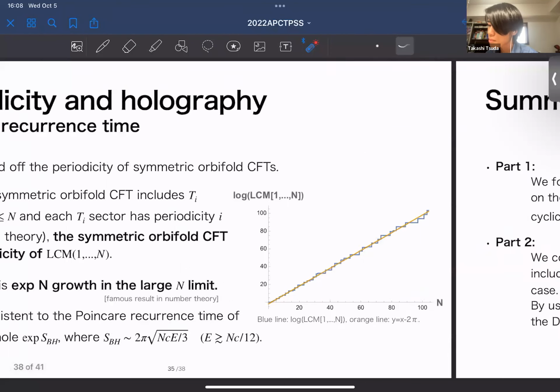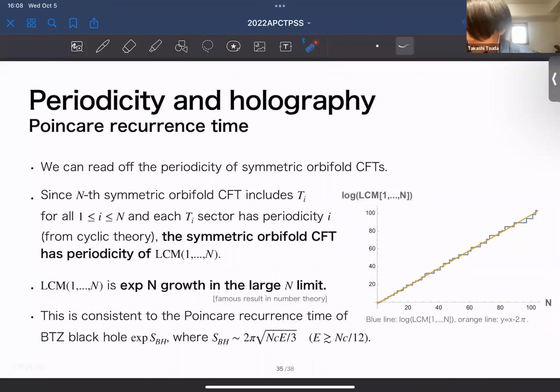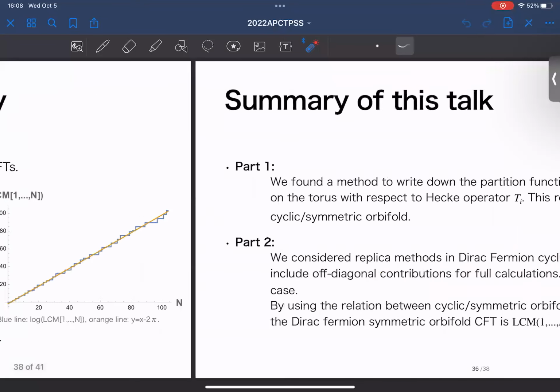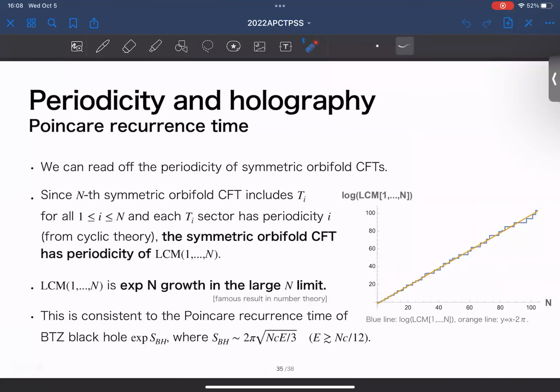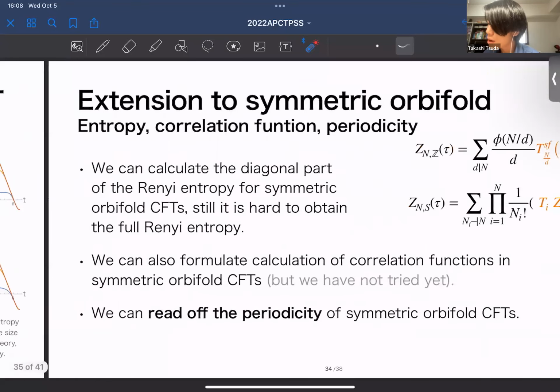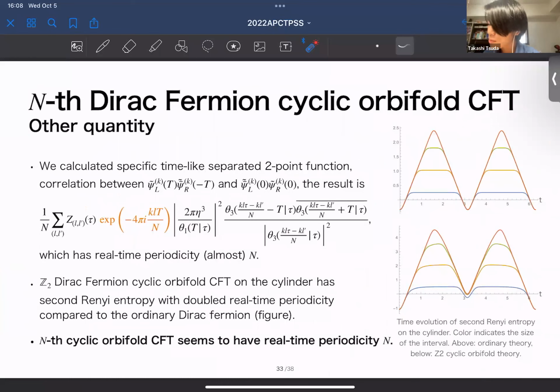Okay. This is the end of the latter half, and I want to summarize this talk. When you say periodicity, you mean periodicity in 2-point functions, right? Yes, partially yes.